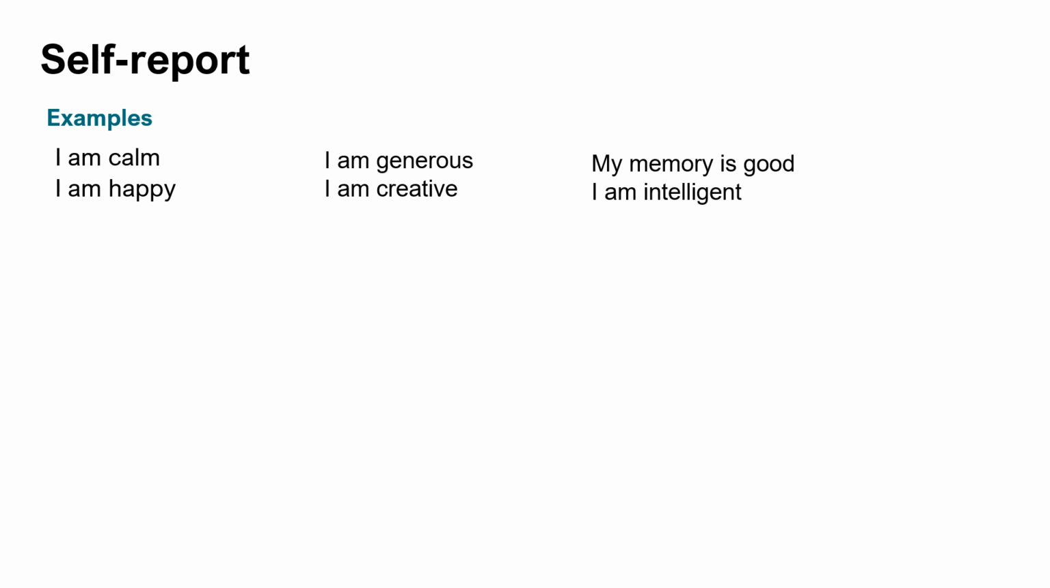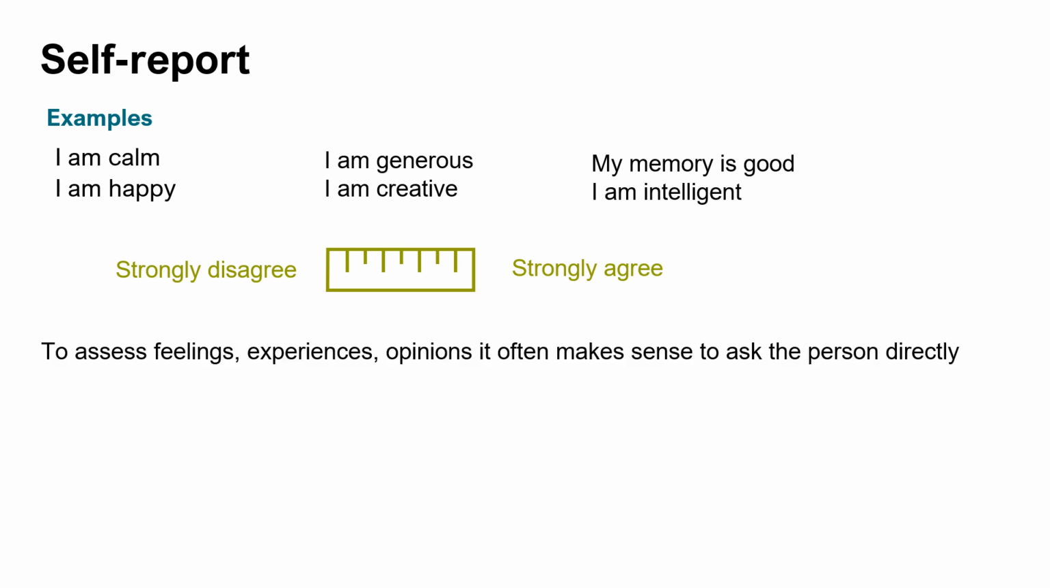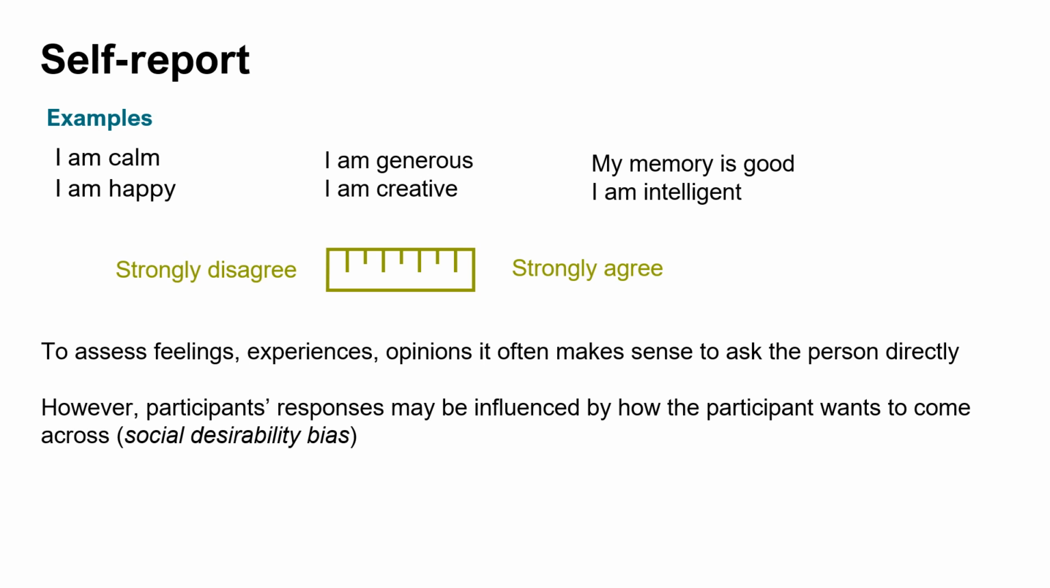Examples of self-report would be presenting participants with different statements, such as, I am calm, I am happy, I am generous, I am creative, my memory is good, I am intelligent. I feel like I just got my daily positive affirmations done accidentally, but you show participants statements and ask them to rate the extent to which they agree with the statement. And to assess feelings and experiences, opinions, it often makes sense to ask the person directly. But of course, sometimes the responses might be influenced by how the participant wants to come across, social desirability bias.